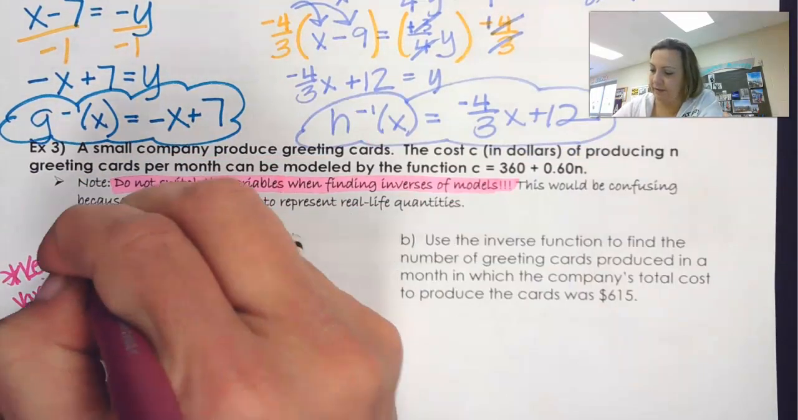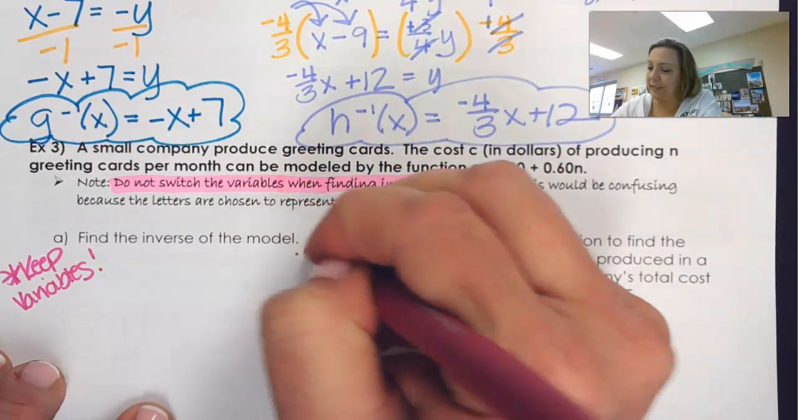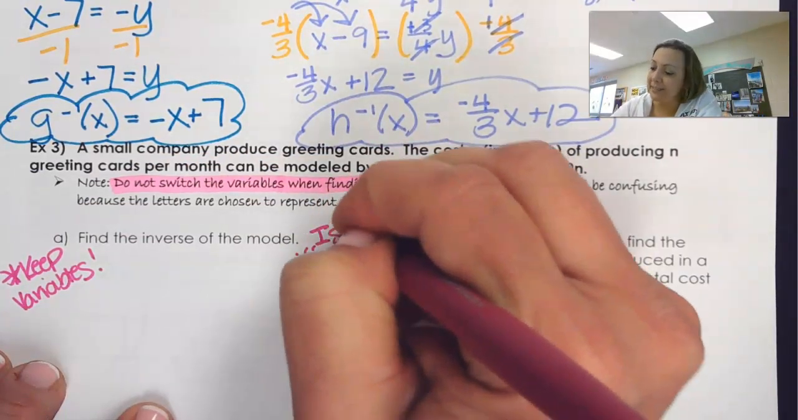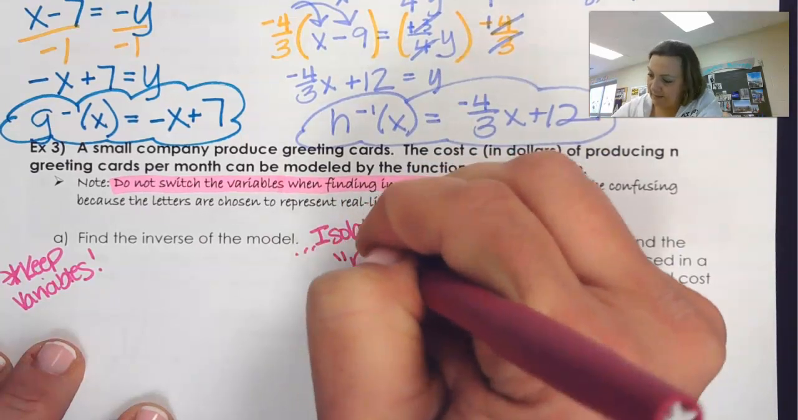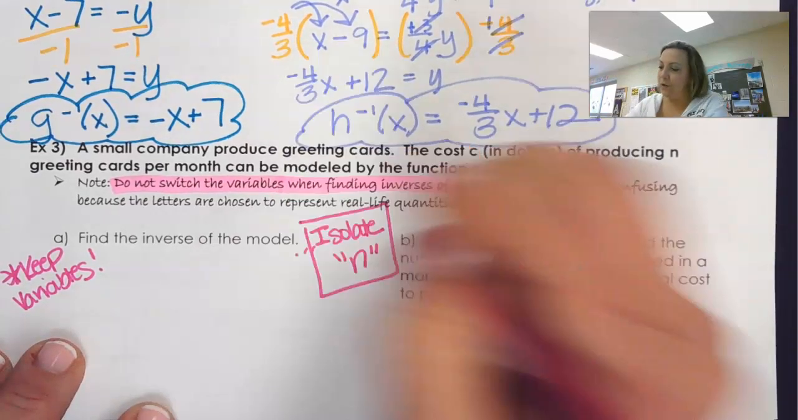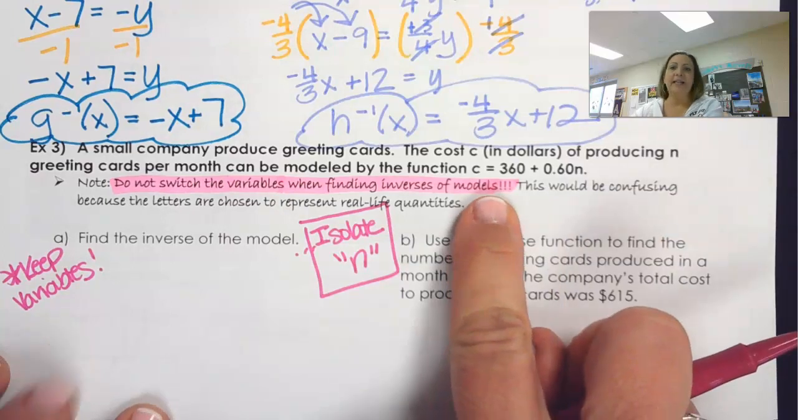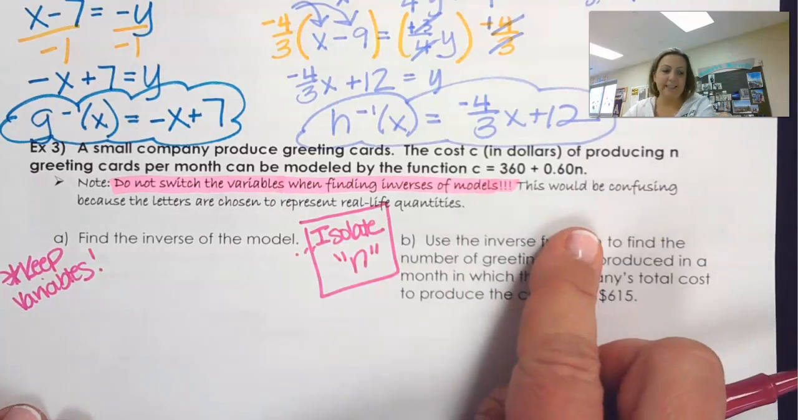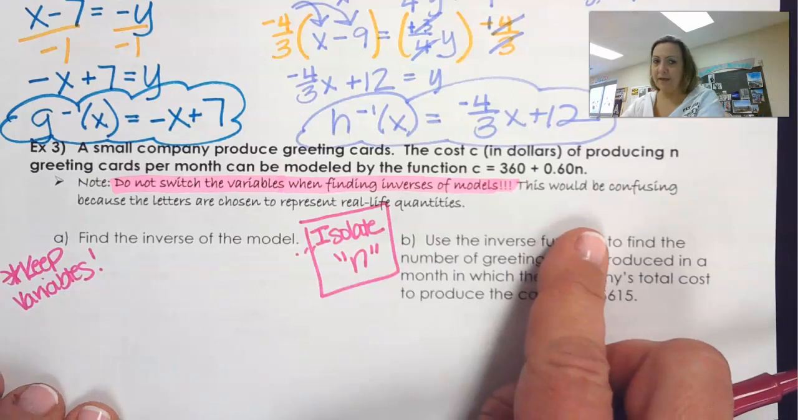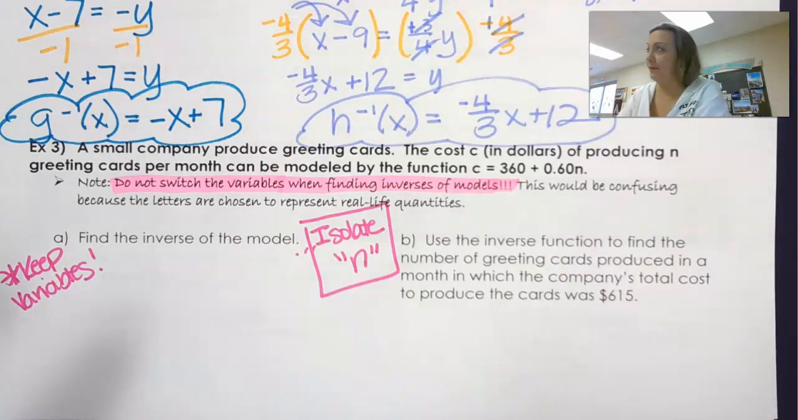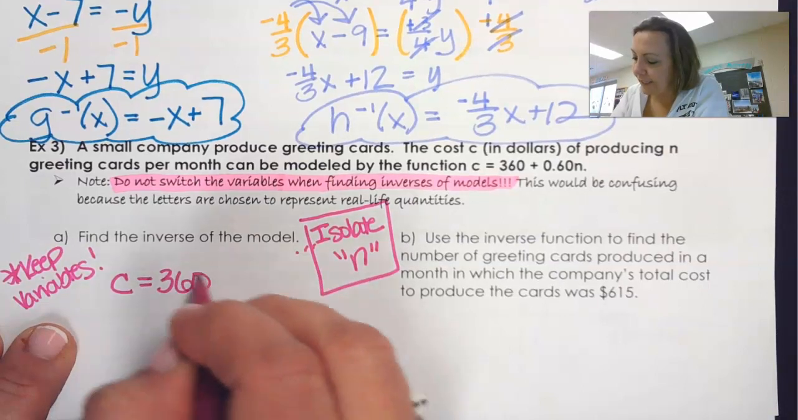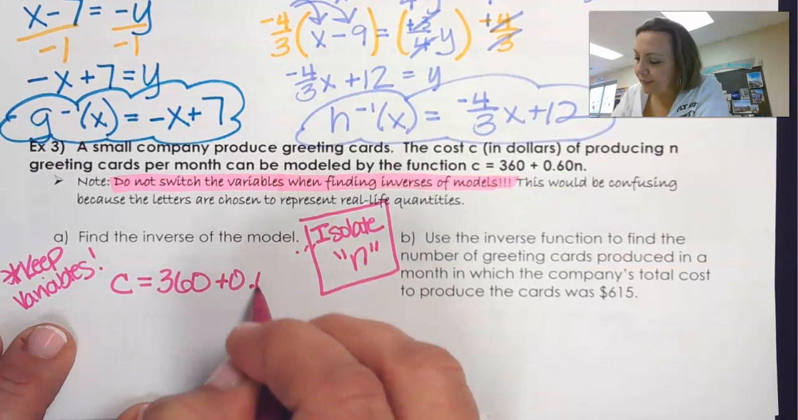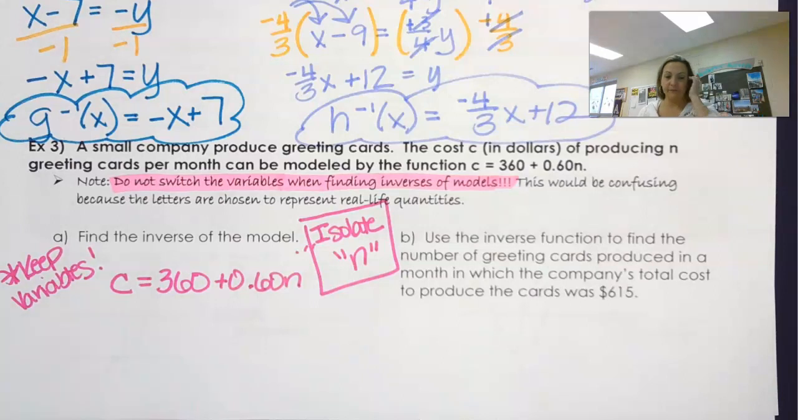Okay. And what we'll do instead is isolate the other variable. That's going to be our goal here. We had C isolated. Let's isolate N instead. So don't switch the C and the N. That'd be a bad plan. So we're going to have C equals 360 plus 0.60 N.